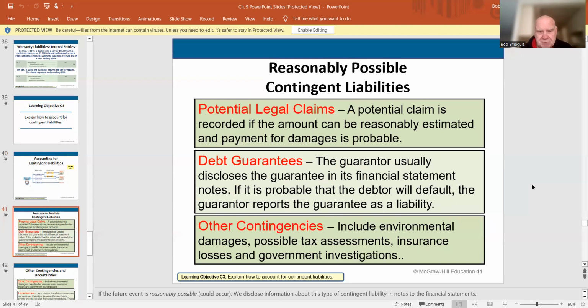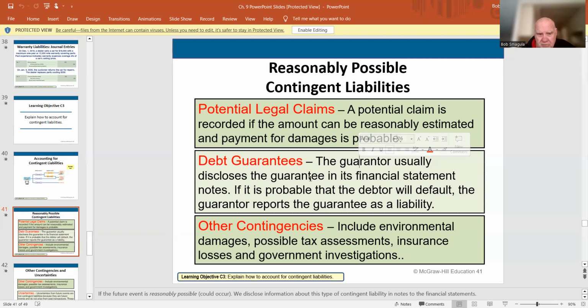And here is a little description. Reasonably possible. Well, a potential claim is recorded if the amount can be reasonably estimated and payment for damages is probable. One of our employees was backing a truck out and hit another car and did considerable damage, and we're being sued. That would be probably a potential legal claim that we need to record.